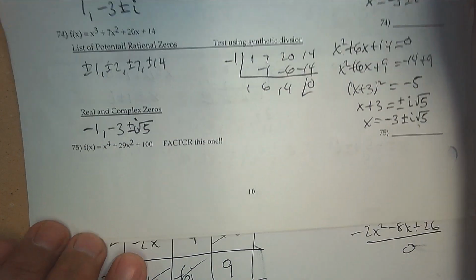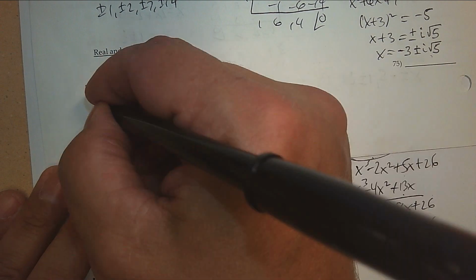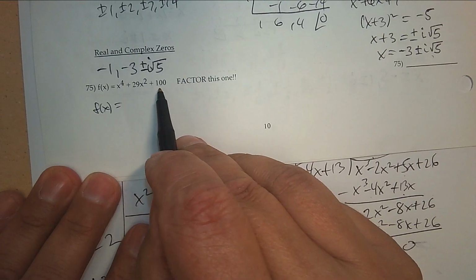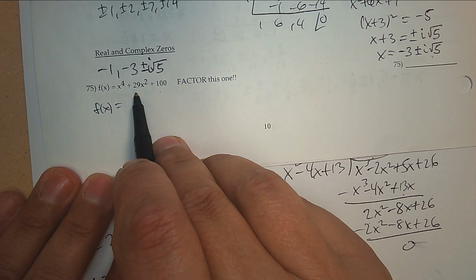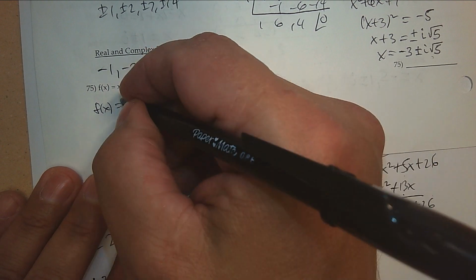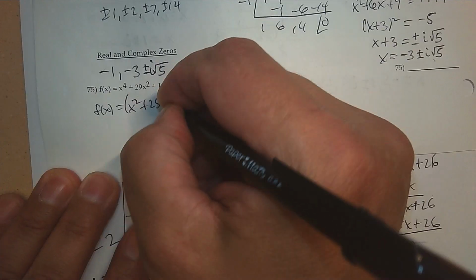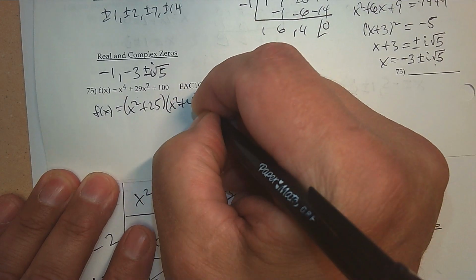All right, last one. It says factor this one. I will factor this one. Two numbers that multiply to 100 and add to 29. So two numbers that multiply to 100. That's 25 and 4.